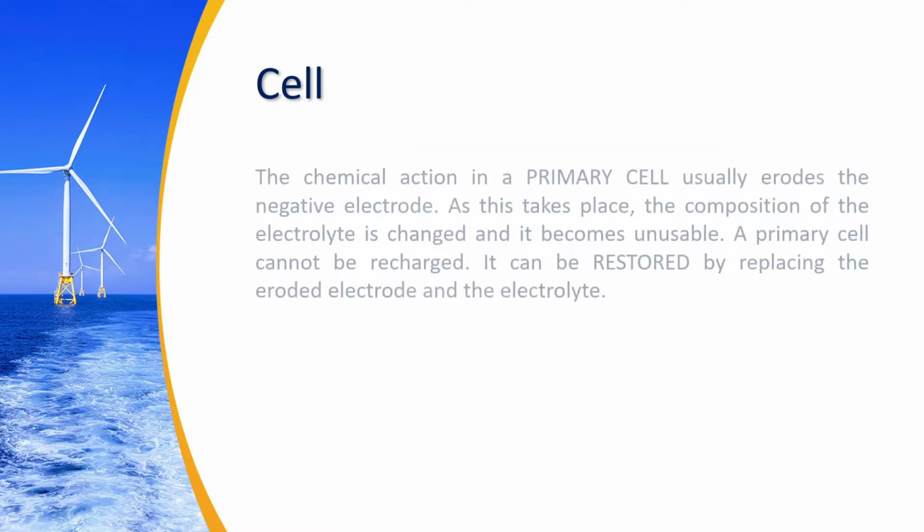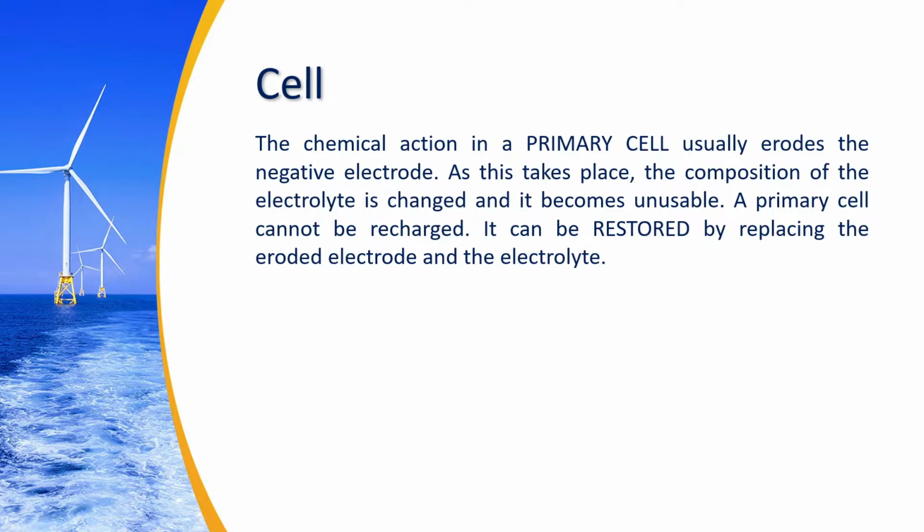Okay? So, the chemical action in a primary cell usually erodes the negative electrode. As this takes place, the composition of the electrolyte is changed and it becomes unusable. So, yung primary cell cannot be recharged. So, yun yung tatandaan natin. It can be restored by replacing the eroded electrode and the electrolyte. So, doon pa lang natin ma-restore yung energy na meron sa primary cell.